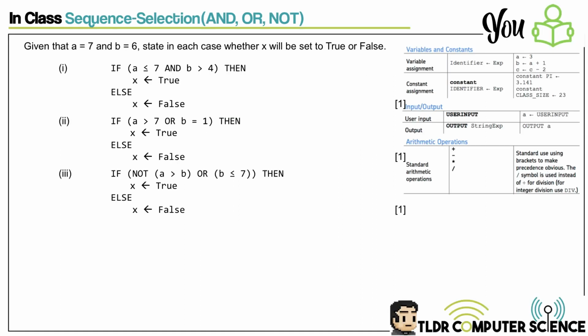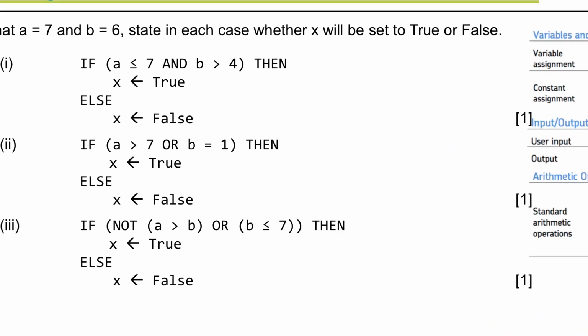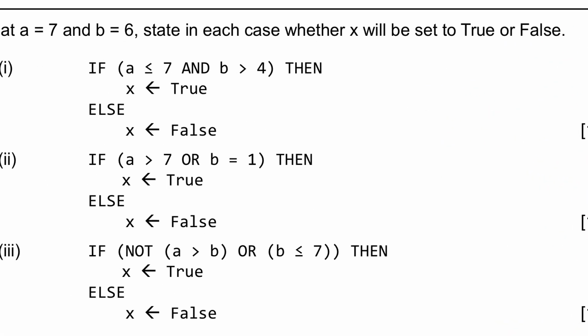Beautiful. So, let's quickly evaluate how these are going to work. We're going to do the same thing we did before, except bear in mind that a is now 7 and b is 6. On this one here, is a less than or equal to 7? Yes. So we got true. And on the other side, is b greater than 4? Yes. True and true means that x would be true in this case.